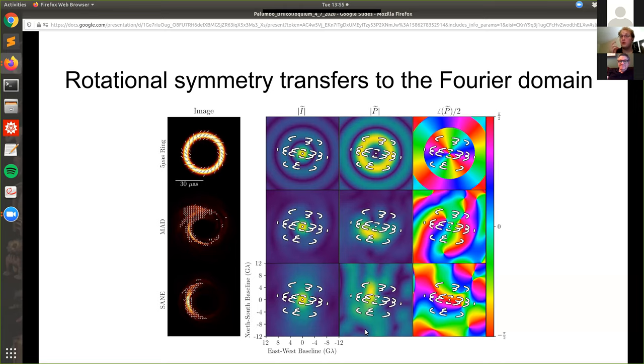Remember that polarization is an arbitrary complex field, so you don't need to have this UV symmetry that you would expect in Stokes I. And in fact, seeing reflectional symmetry in the Fourier plane is an indicator that you have azimuthally symmetric structure in your image. I've overplotted the EHT coverage here in white, just to make the point that we have coverage in the 2017 data where we need it to see the salient differences in structure between rotationally symmetric structures and non-symmetric structures, or between MAD and SANE in this particular cartoon example.